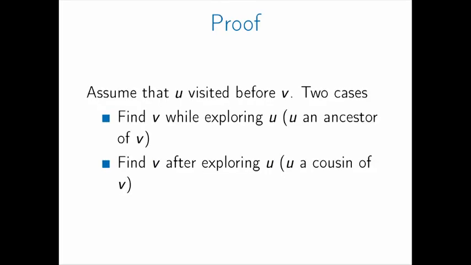Okay, so let's see the proof. We first assume that without loss of generality, the first visit to u happens before the first visit to v. We now have two cases to consider. Firstly, it could be that we find v for the first time in the midst of exploring u. And this means that in the depth-first search tree that we produced by this exploration, we found v as a descendant of u. We found v while exploring u. The second thing is we could find v after we're done exploring u. So v and u are on different branches of the tree. They're cousins of each other.